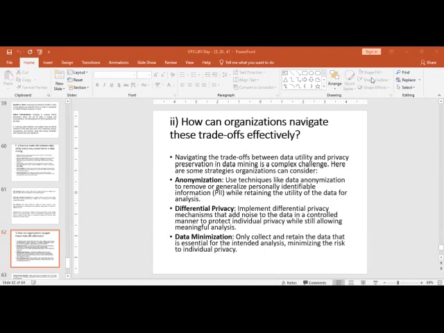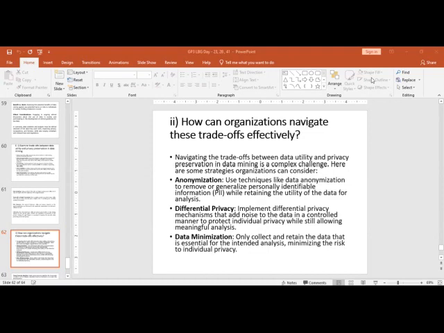How can organizations navigate these trade-offs effectively? Navigating the trade-offs between data utility and privacy preservation in data mining is a complex challenge. Here are some strategies organizations can consider. Anonymization: use techniques like data anonymization to remove or generalize personally identifiable information while retaining the utility of the data for analysis.